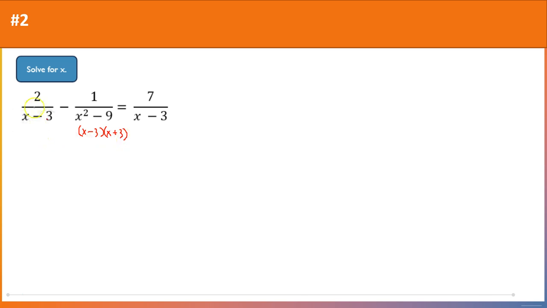Okay, so right here we have x minus 3, right here we have x plus 3 and x minus 3, and then here we have x minus 3. Okay, so if we want to make them all the same, then here we're going to have to multiply an x plus 3, and here we would need to multiply x plus 3 as well. Okay, so if we do that on the denominator, then we also have to do it in the numerator.